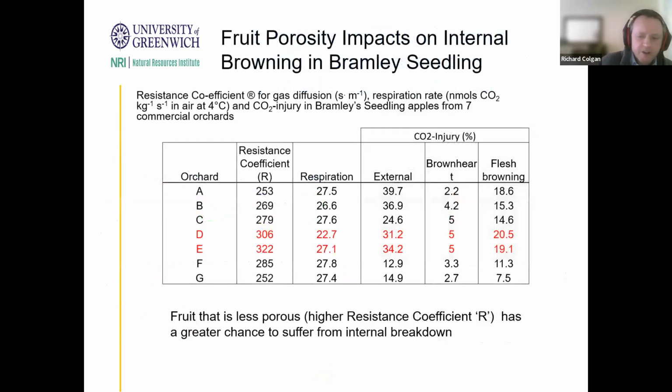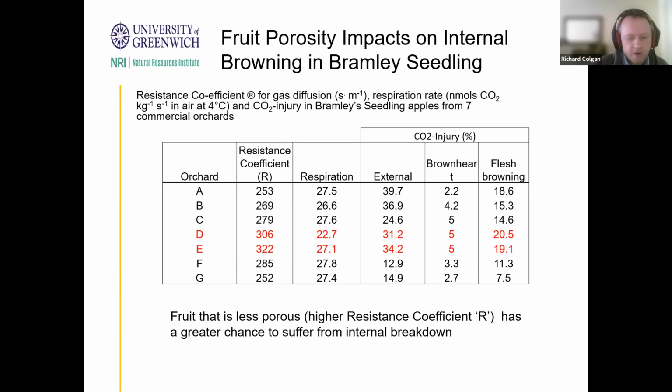So going back to some really early work I did with David Johnson and Colin Dover on Bramley, this was looking at understanding internal browning of CO2 injury in Bramley, where we were trying to understand what factors led to internal browning. And what we looked at was respiration as one factor. In this case, it wasn't as prescriptive as understanding how porous fruits were. So we came up with a coefficient called resistance coefficient. So the higher the value, the less porous that fruit is.